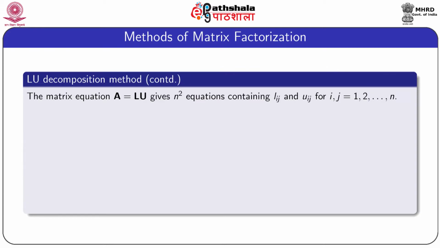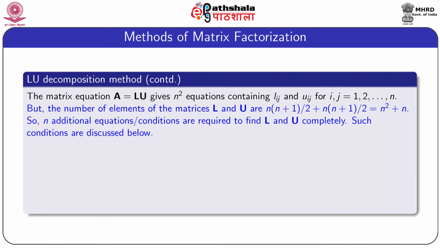So an outline of the LU decomposition method is given, but the major part of this method is to compute the matrices L and U. The matrix equation A equal to LU gives n square equations containing Lij and Uij for i and j equal to 1 to n.